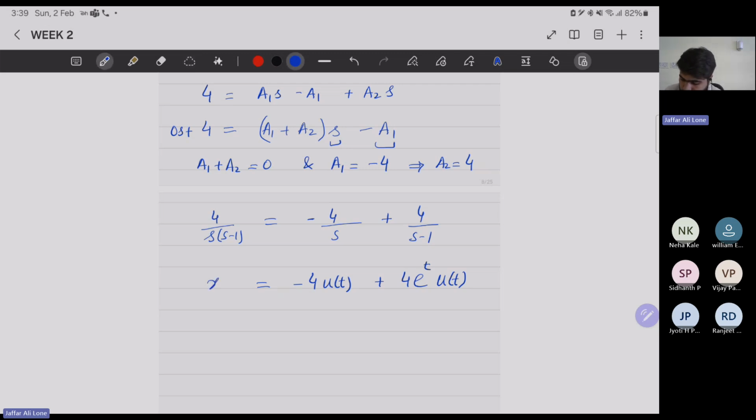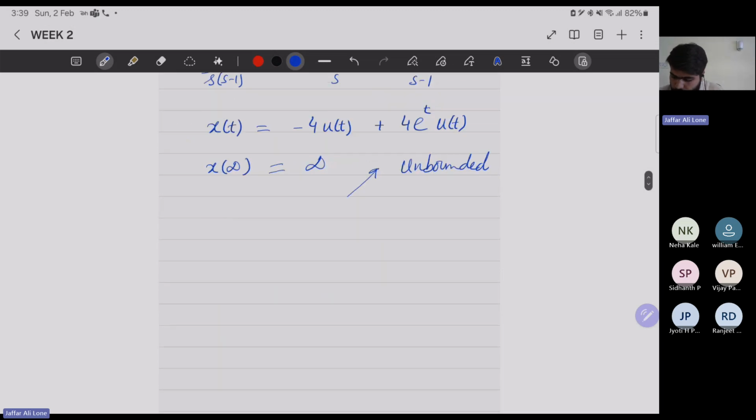So this is x(t). Now, if we have to find the final value, that will be x(infinity). If you put infinity here, as t tends to infinity, this will go to infinity, and similarly this will also go to infinity. So it will be infinity. That's why I earlier said that it's an unbounded signal, an unbounded system, right? So why can we not apply the final value theorem here? Because the value comes out to be infinity. That's why the system is unbounded. Now this will be more clear in the subsequent problems.